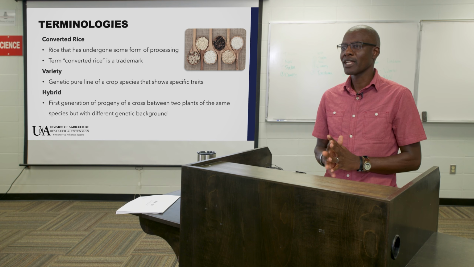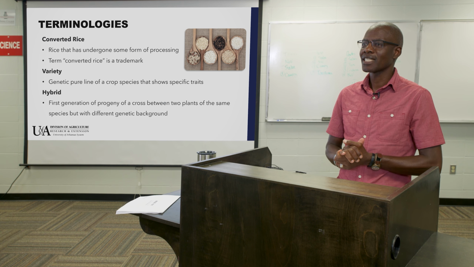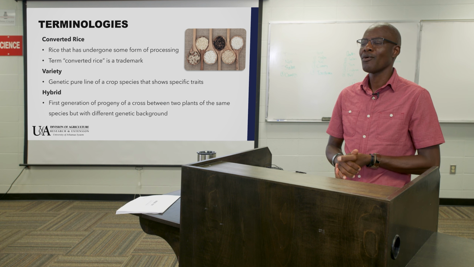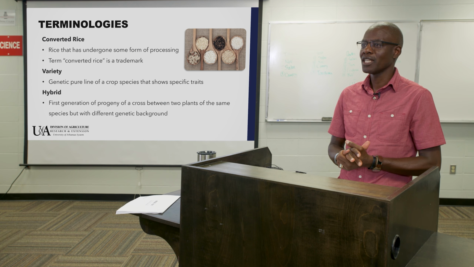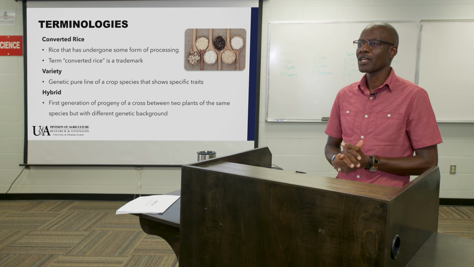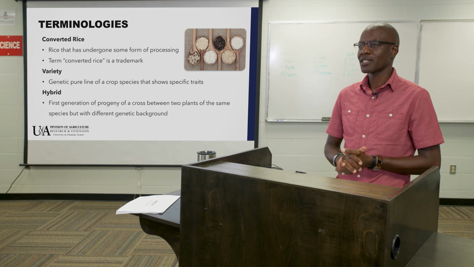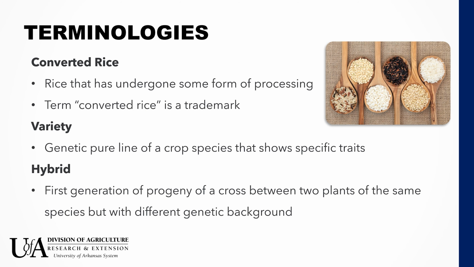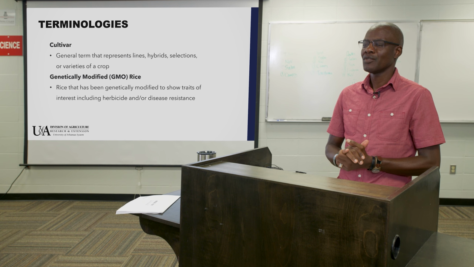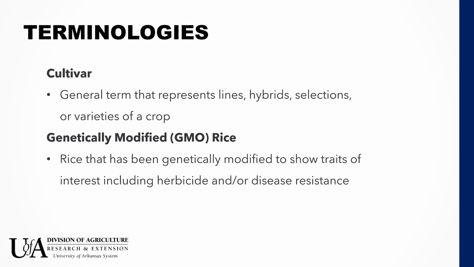The other terminology is converted rice. Converted rice in the industry is rice that has undergone some form of processing. Variety is another terminology that we often find. These are basically genetic pure lines of a crop species that show specific traits. And hybrids are the first generation of progeny of a cross between two plants of the same species but with different genetic backgrounds. Another terminology is cultivar. Generally, this term represents lines, hybrid selections, or varieties of a crop. Then genetically modified rice would be rice that has been genetically modified to show traits of interest, including things like herbicide and or disease resistance.